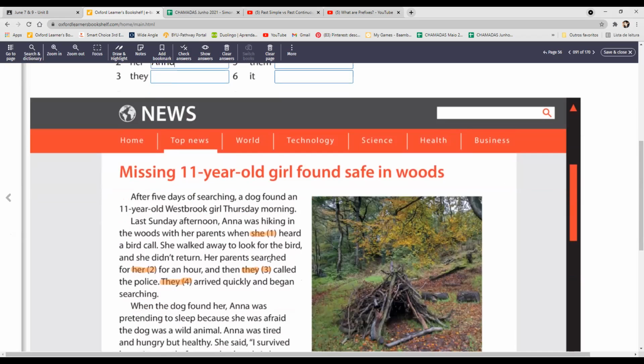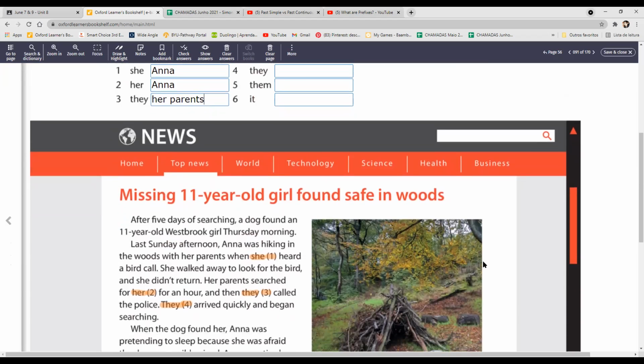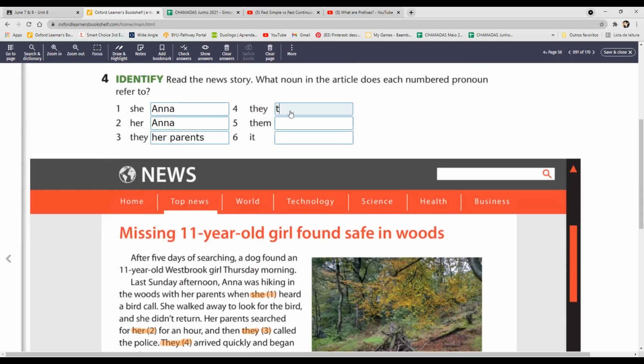Now, we have here number 3, they. What does it refer to? Their parents. Yes, her parents. Okay. All right, her parents. Now, number 4, they called the police. They arrived quickly. The police. The police, yes. Oops. That was funny. That was very funny. The police.